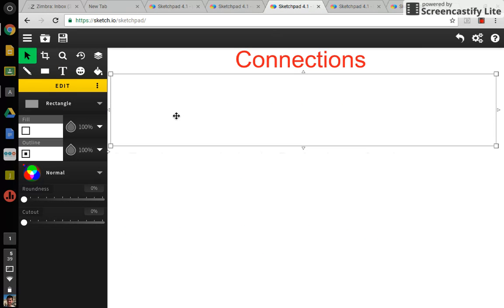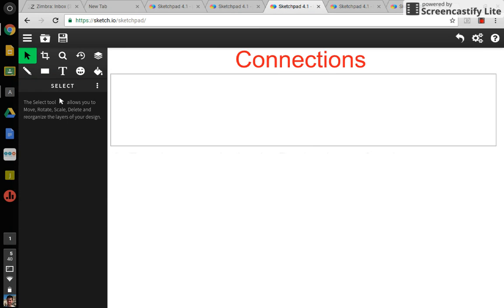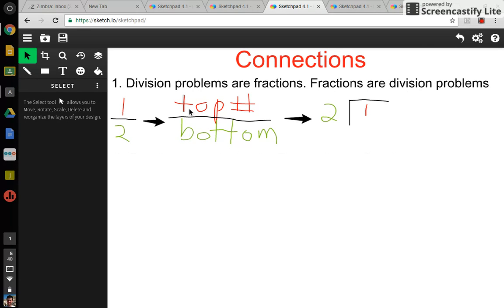All right, so let's make some connections to some of the things that we've already learned about. These are also things that are going to help us to be able to understand a strategy for how to divide decimals. So the first thing that we need to remember is that division problems are fractions, and vice versa, fractions are division problems.